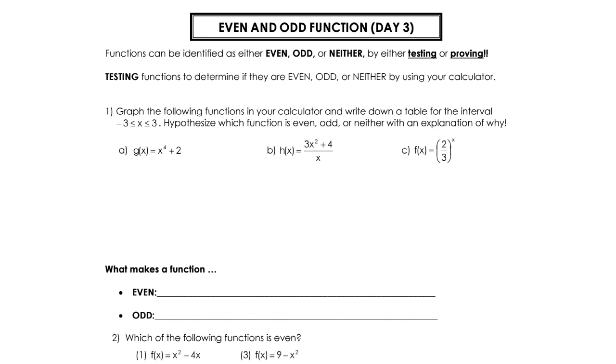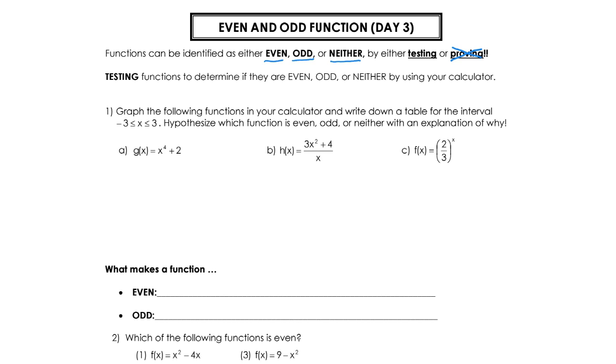All right, so we're on day 3 of Unit 3, and this is called Even and Odd Functions. It says that functions can be identified as either even, odd, or neither by either testing or proving. We are not going to prove even and odd functions this year. We're just going to show you how to test to see if they are even or odd in our calculator. And we're going to be able to do it using our table in our calculator.